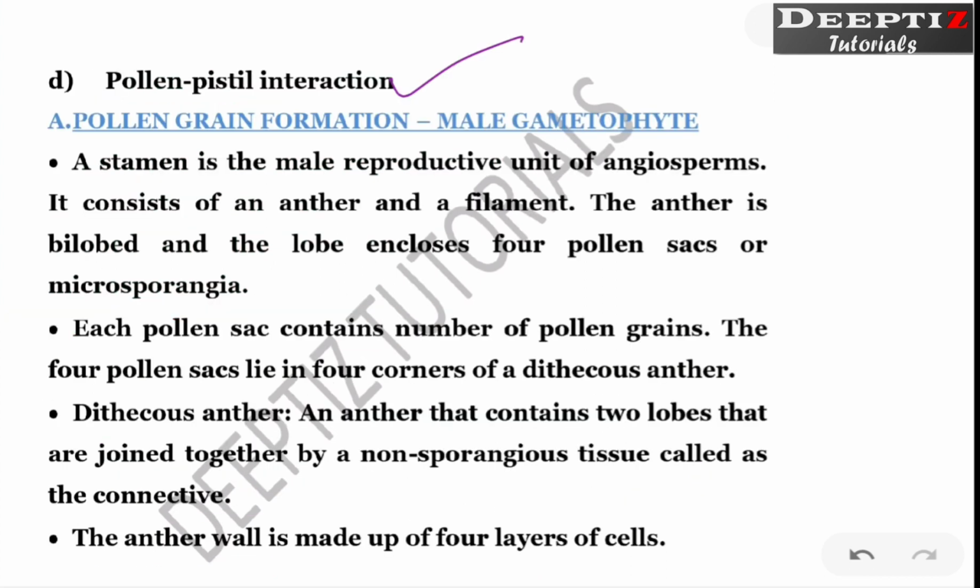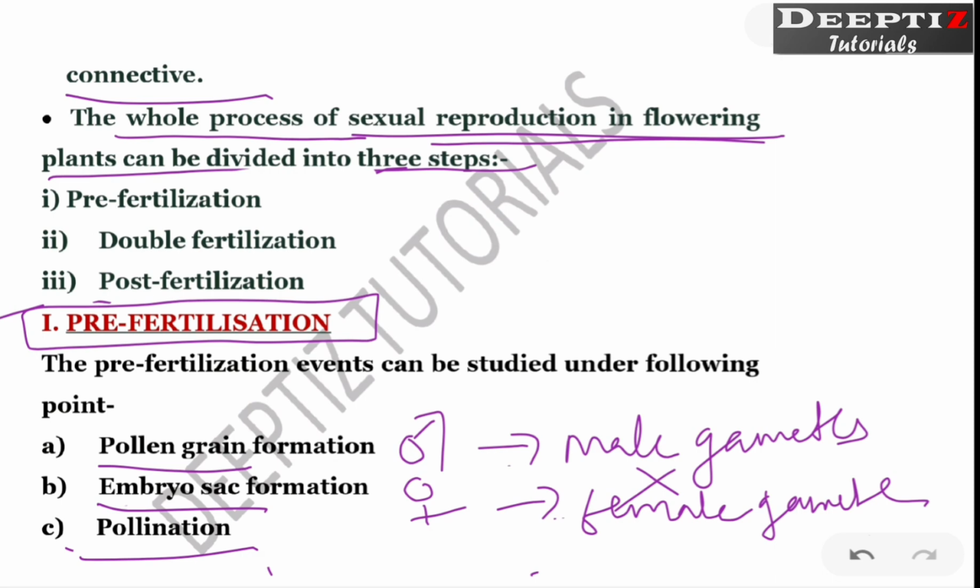And the next one will be pollen pistil interaction. Are they of the same type, or what happens, are they able to fuse with each other? That is what we call pollen pistil interaction, because pollen is a part of male and pistil is a part of female. Are they able to interact with each other? This will be the 4th stage. So in the next session we will see everything in detail under the pre-fertilization event.